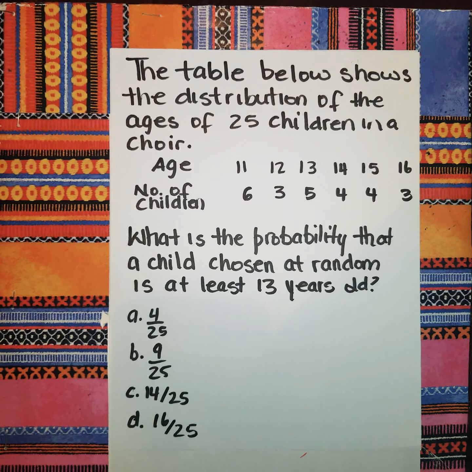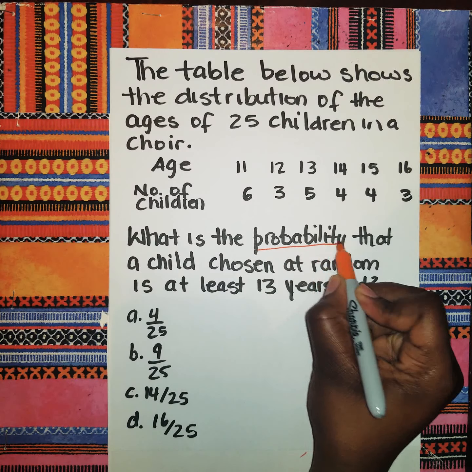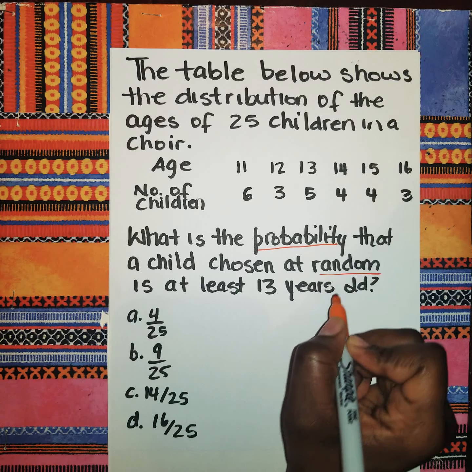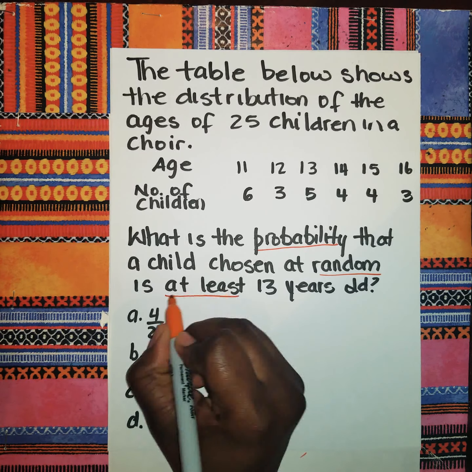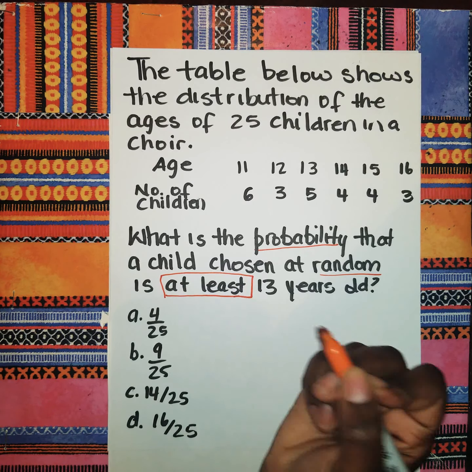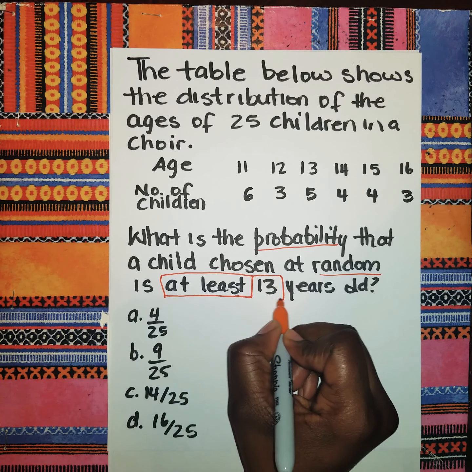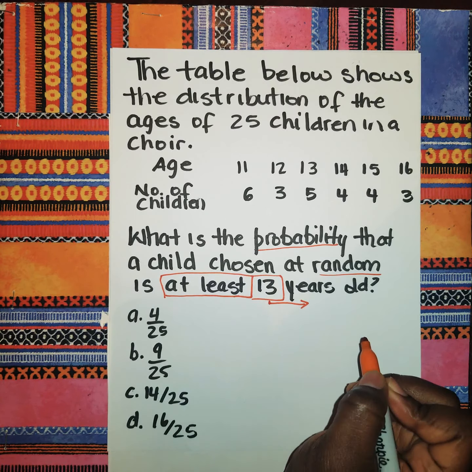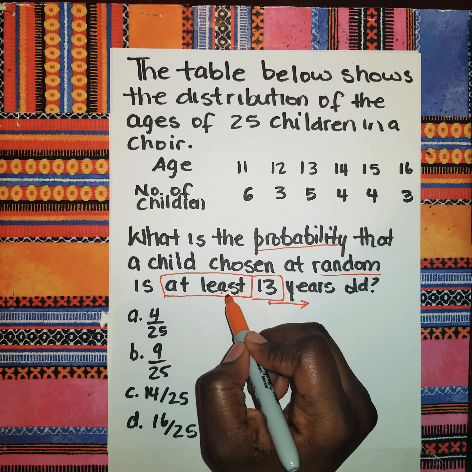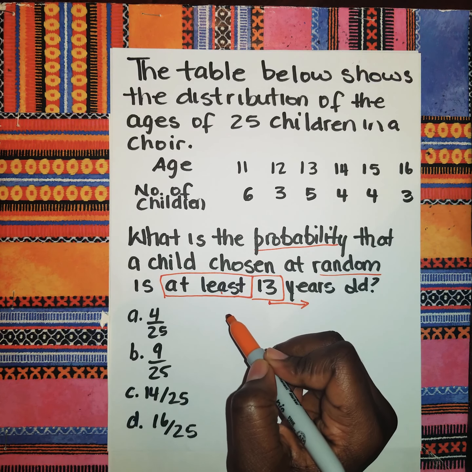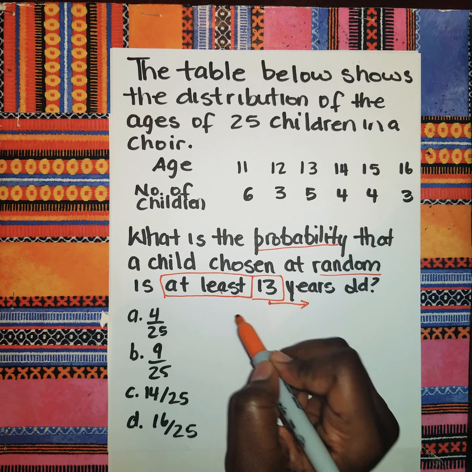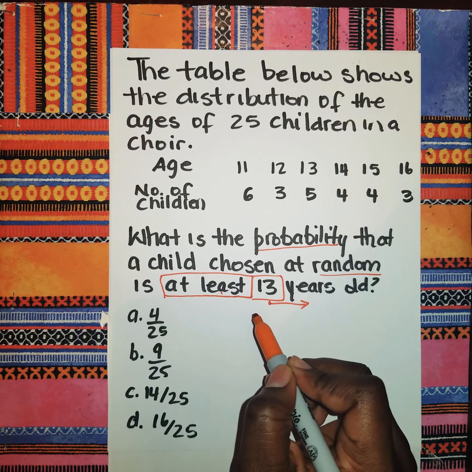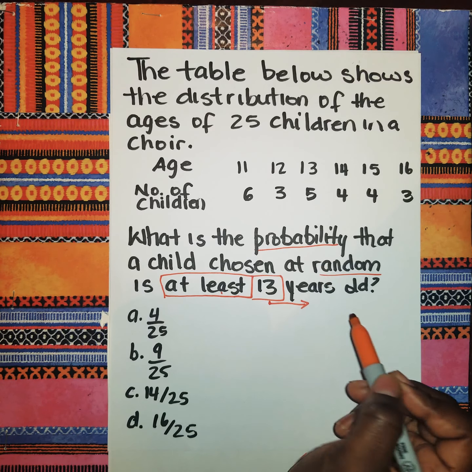The keyword here, guys, is probability. Random is also a keyword, but this part here, at least. So at least, and whatever number comes after, will tell you it's this number and above. Okay? So you have to know what these words mean. So at least, at most, less than, greater than, and those terms, you need to know what they mean mathematically, so you can apply it to these kinds of questions.